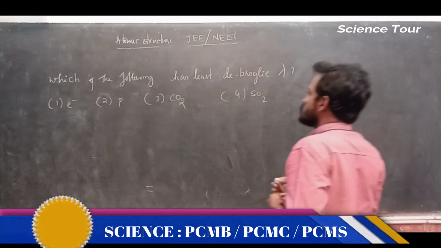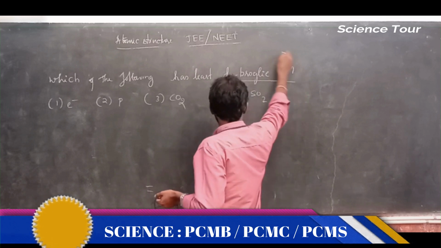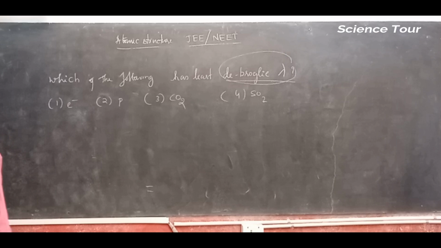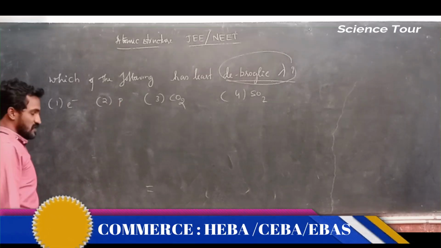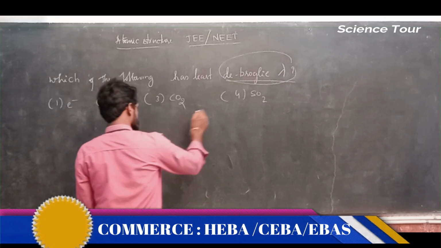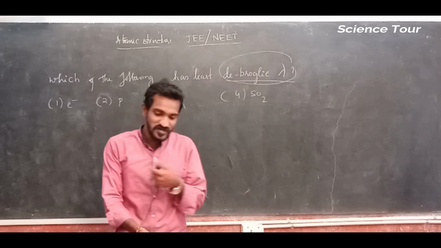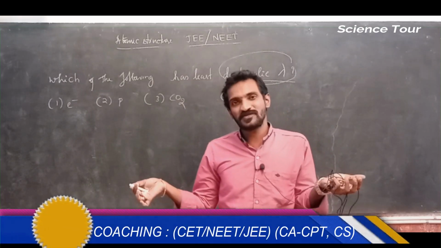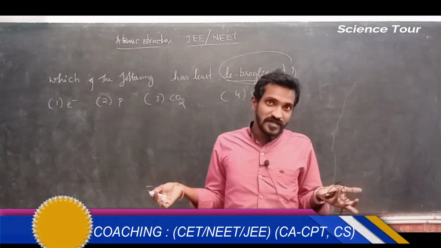My dear students, one question actually: which of the following has least de Broglie wavelength? De Broglie wavelength, lambda. So this question appeared and they gave the options: electron, option B proton, carbon dioxide, sulfur dioxide. If you see this type of question, immediately you will say, no sir, we didn't study such questions. How will we come to know which one has it?